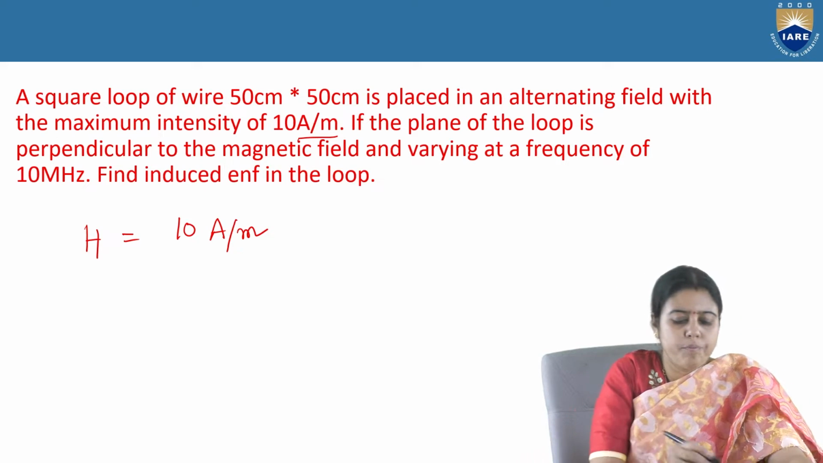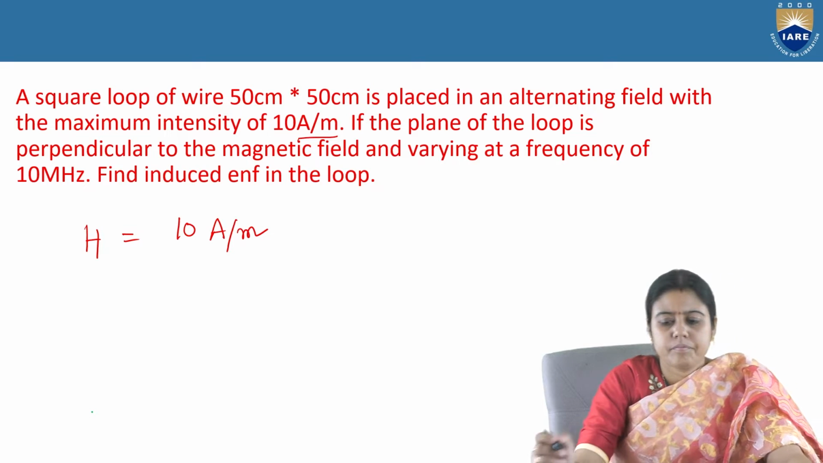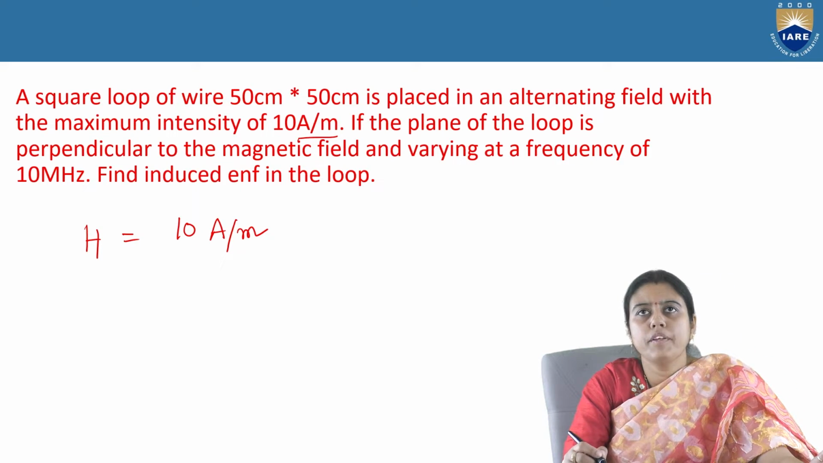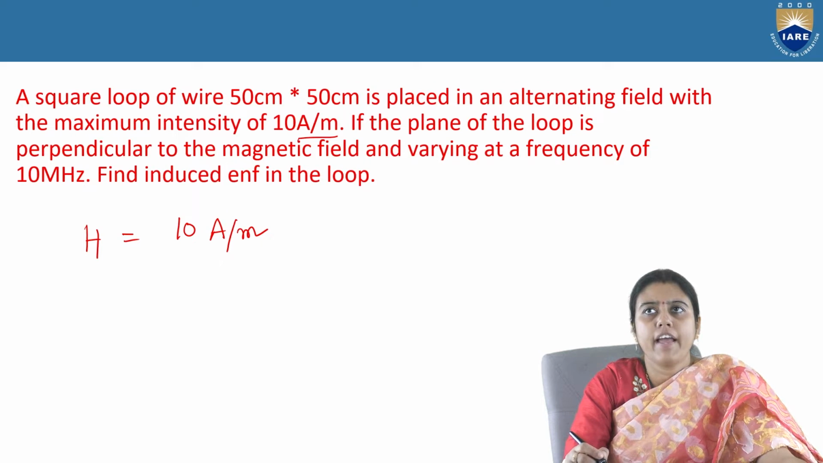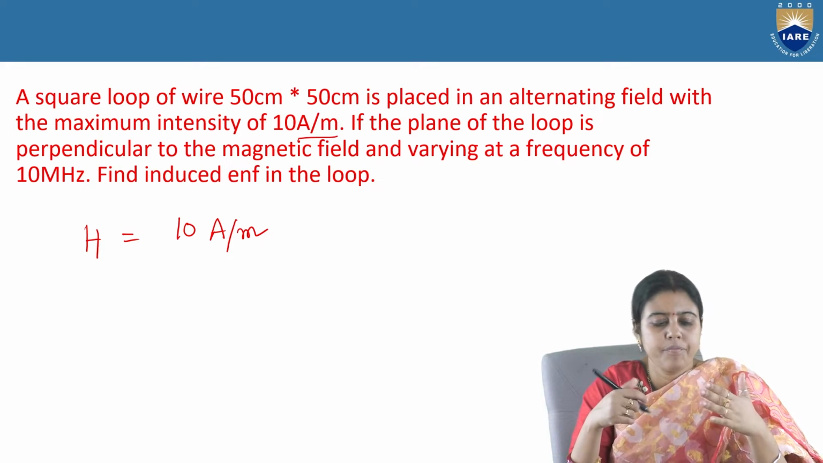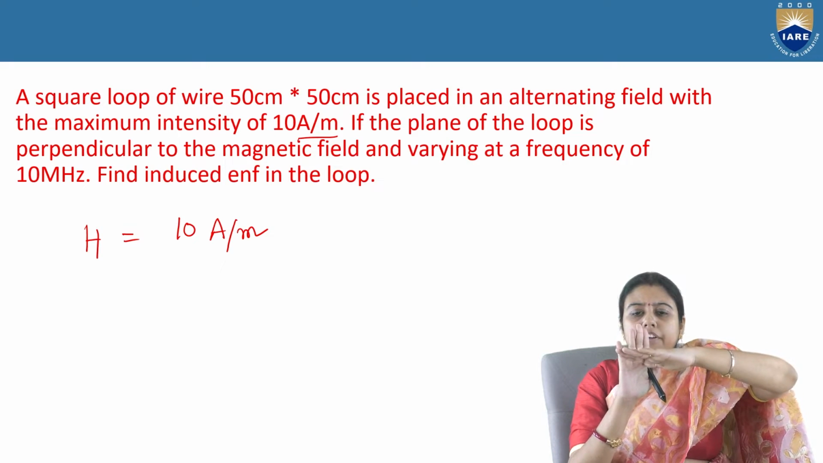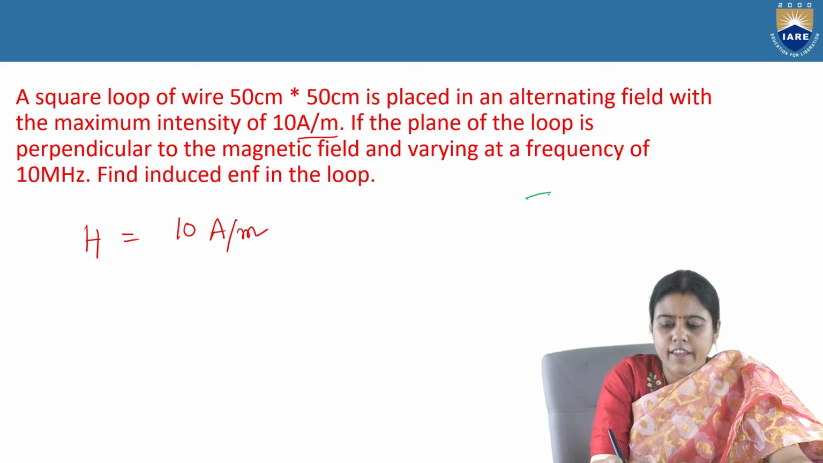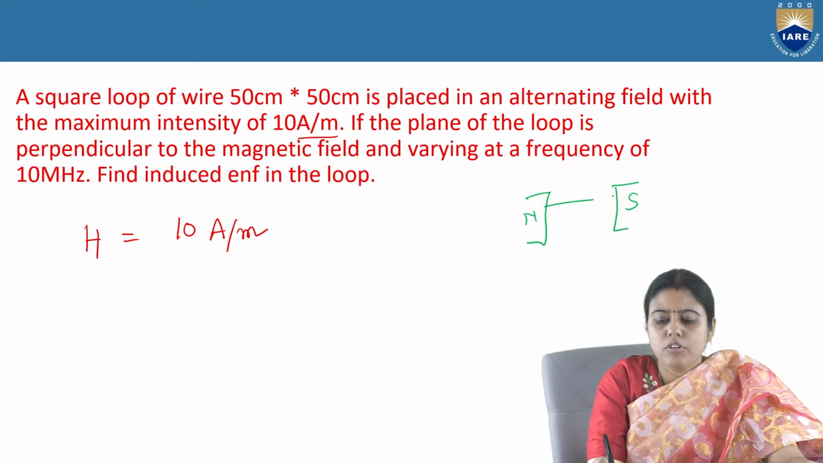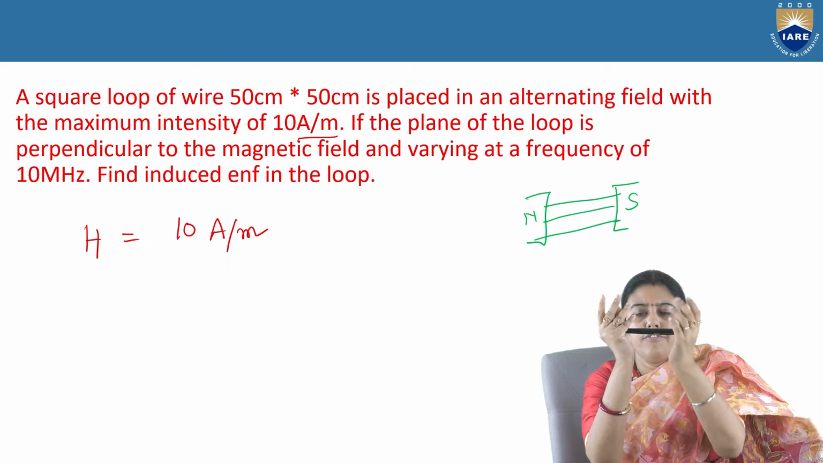If the plane of the loop is perpendicular to the magnetic field and the field varies at a frequency of 10 megahertz. Okay, so the plane is perpendicular, meaning 90 degrees, and if the field is at 90 degrees, the maximum amount of flux is cut. You can see, if this is a magnetic field with a north pole and a south pole, there are some lines of flux. You can see my right hand showing the lines of force like this.